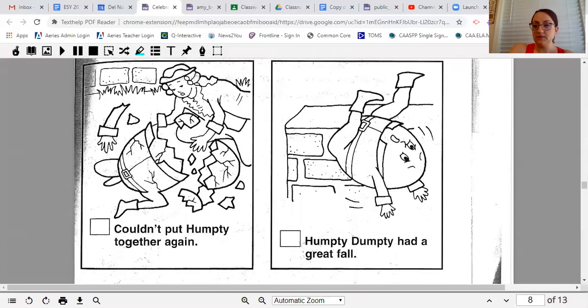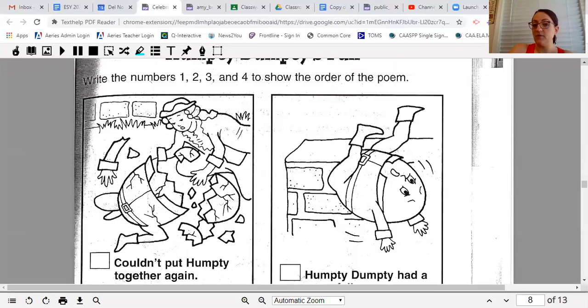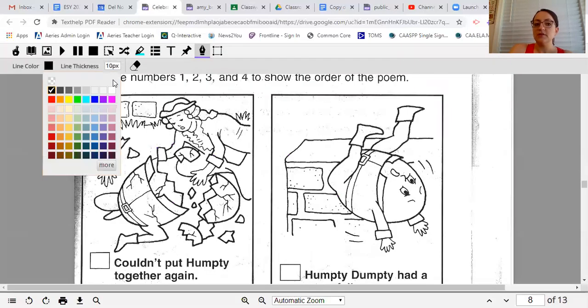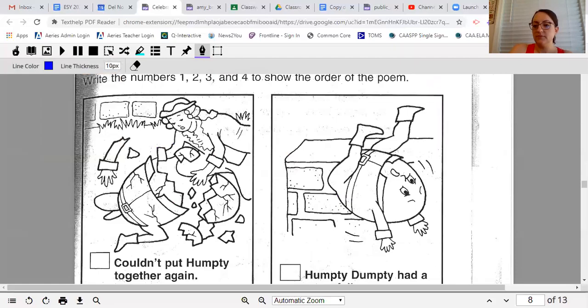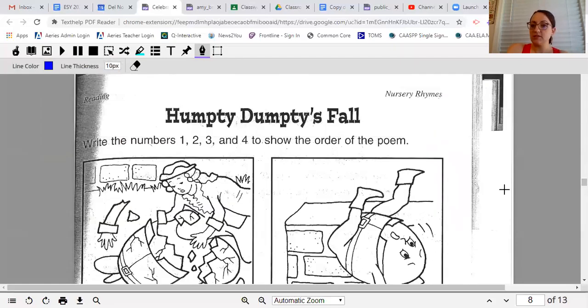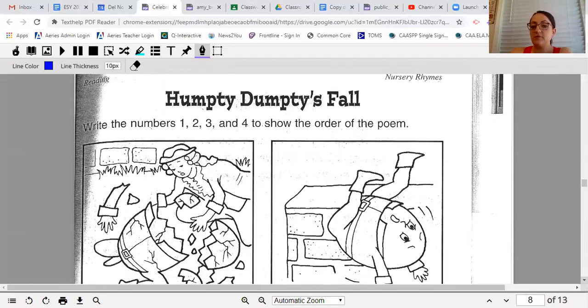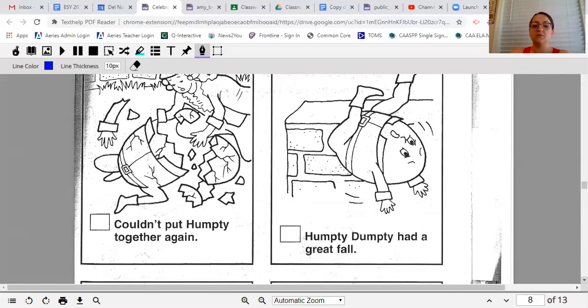So now this is going to get a little tricky just because of how complicated the pages can be with my stuff on the screen. So we need to go through and we're going to sequence by numbering each picture to put the poem in order. So we're talking about Humpty Dumpty. You know that nursery rhyme: Humpty Dumpty sat on a wall, Humpty Dumpty had a great fall. All the king's horses and all the king's men couldn't put Humpty together again. So we have to come through and we see, couldn't put Humpty together again, and a period.